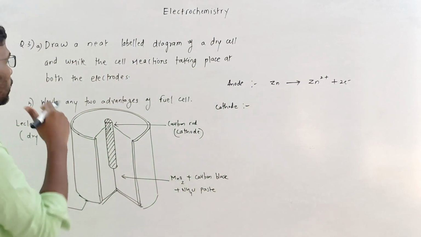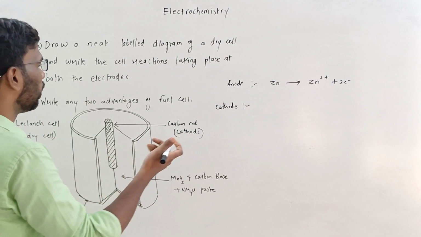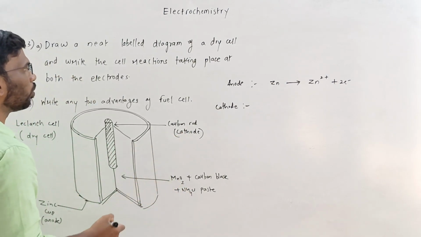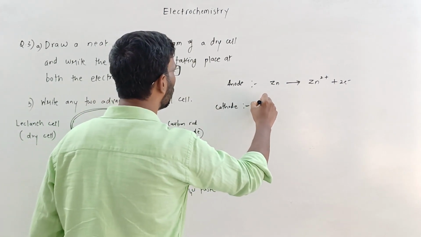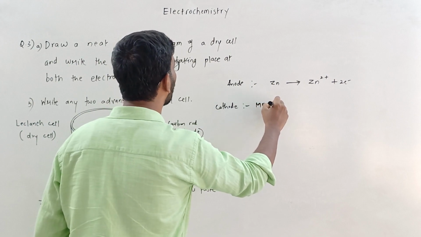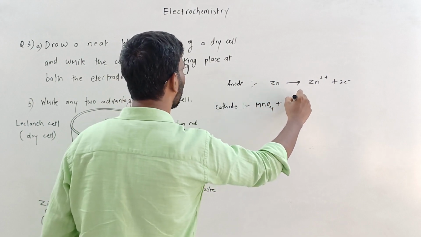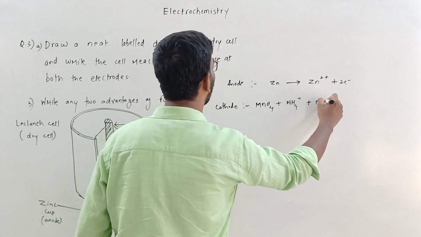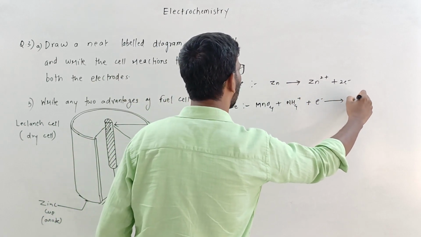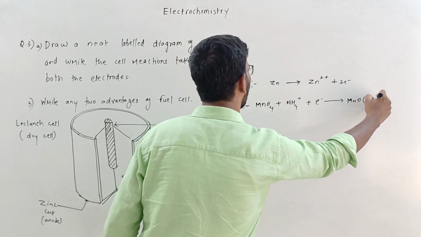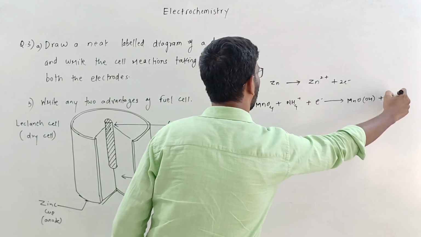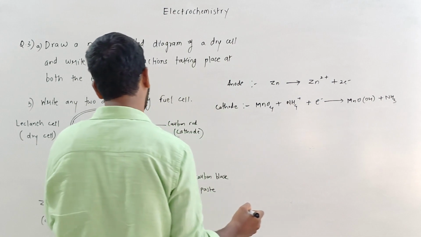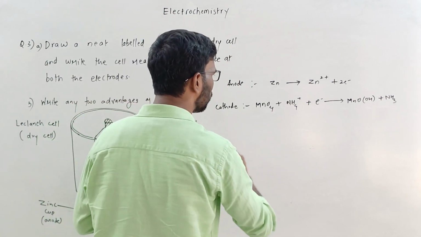And the cathode reaction: what is the reaction which is taking place at the cathode? There is a paste of MnO2, right? So MnO2 plus NH4+ undergoes reduction, no? It will accept one electron, then you will write MnO(OH) plus NH3, right? That is what you write over here. So these are the reactions.